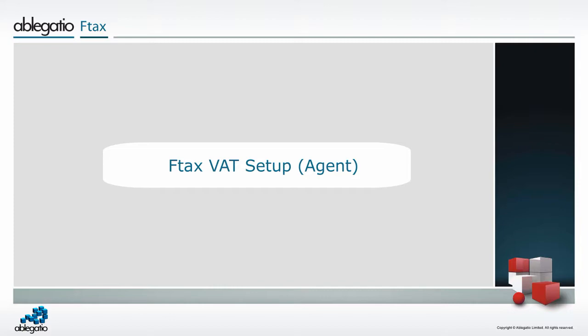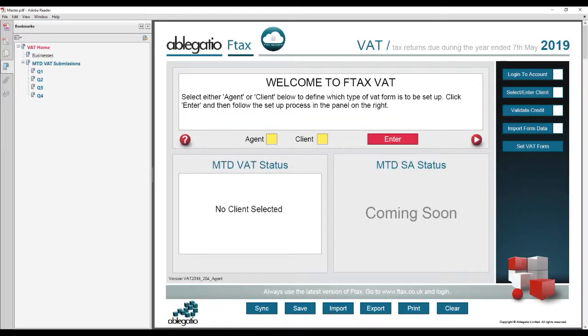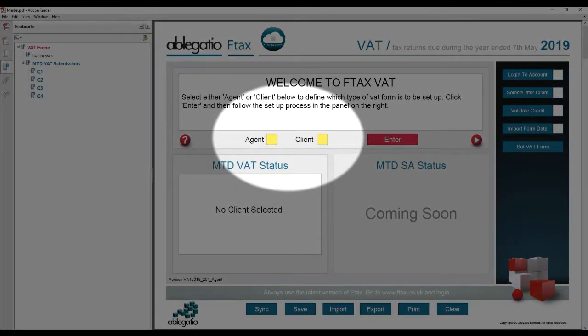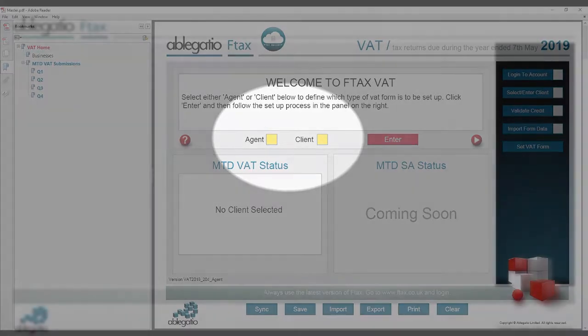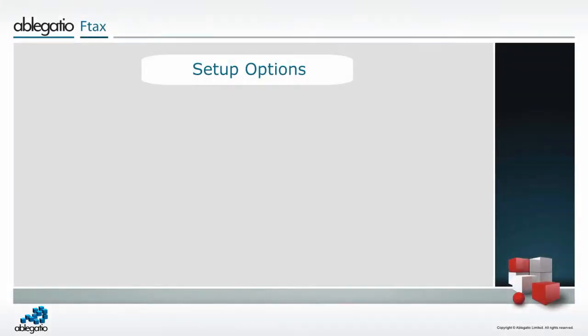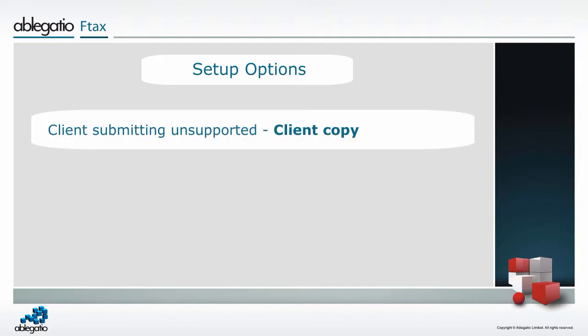The F-Tax VAT PDF form must be set up before use. The form enables you to set up both an agent copy and a client copy. If your client intends to submit their VAT report themselves, then you only need to set up the client copy.